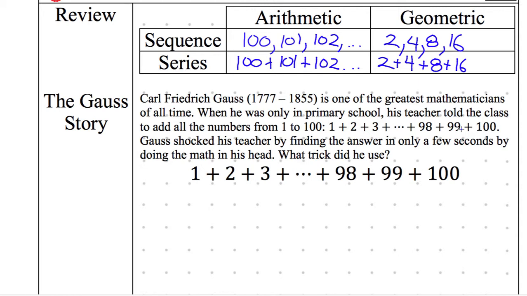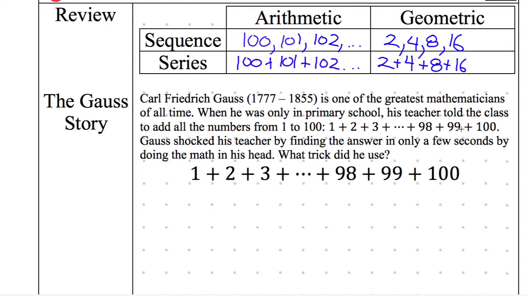Go for it, Rochelle. Carl Friedrich Gauss is one of the greatest mathematicians of all time. When he was only in primary school, his teacher told the class to add all the numbers from 1 to 100. 1 plus 2 plus 3 plus 98 plus 99. Gauss shocked his teacher by finding the answer in only a few seconds by doing the math in his head. What trick did he use?